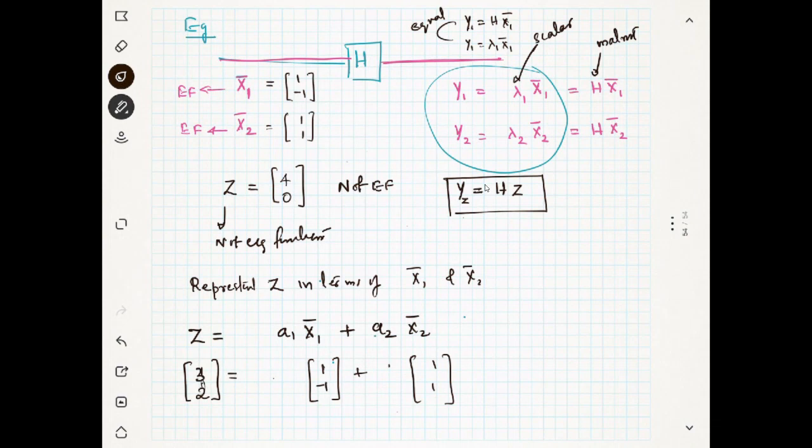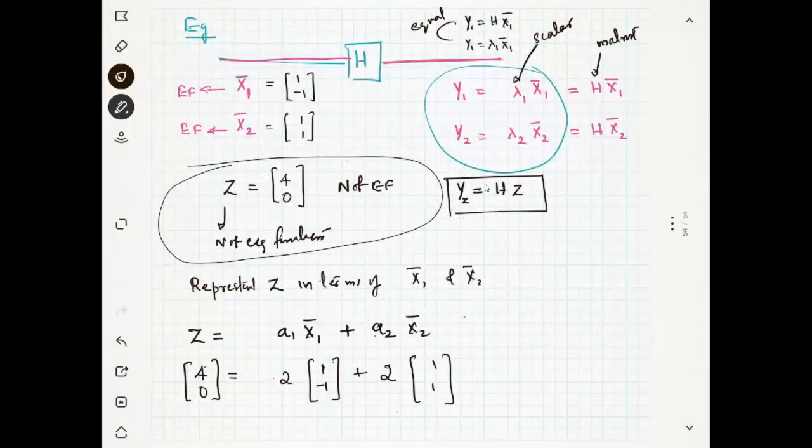Now please observe the problem. You have x1 as 1 minus 1 and x2 as 1 1. These two are eigenfunctions, and you have some arbitrary input z, which is equal to 4 and 0, and you are going to represent this input in terms of your eigenfunctions. What it will be? It is 4 and 0. Then what it will be? 2, both of them multiplied by 2. I can represent it like this, right? 2 and 2.